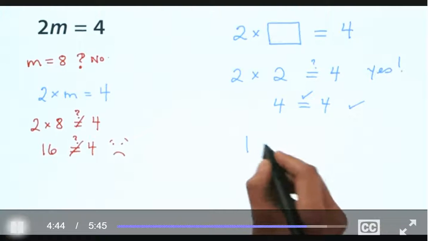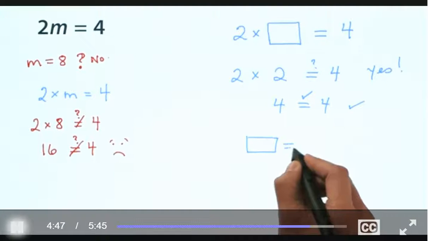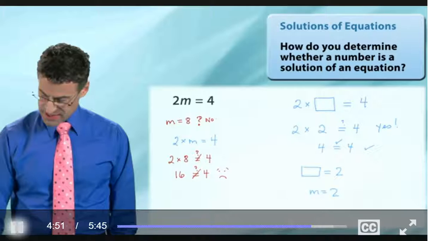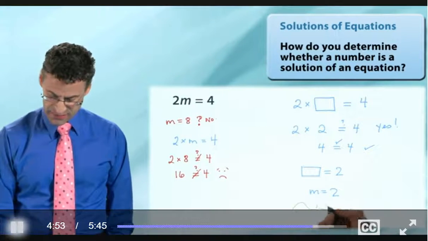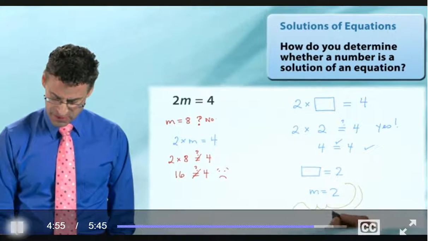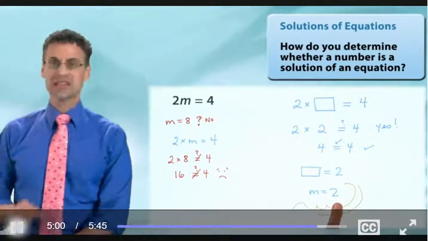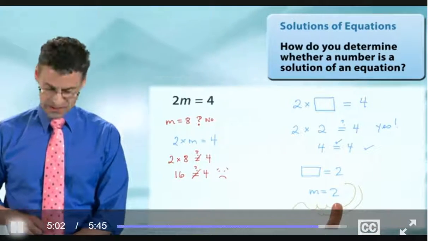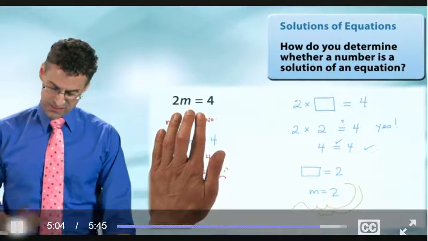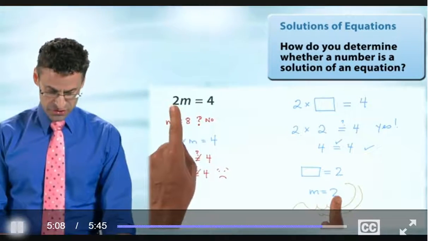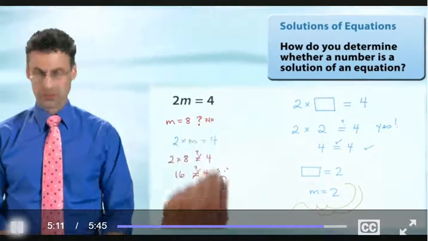And so the answer would be 2. So that mystery box would be 2, which means that m would equal 2. And so the correct solution can be found by just thinking about what the equation means, and we would see that m equals 2 is a solution to this equation. And we can see it for ourselves because if we replace the m by 2, then 2 times 2 does equal 4.